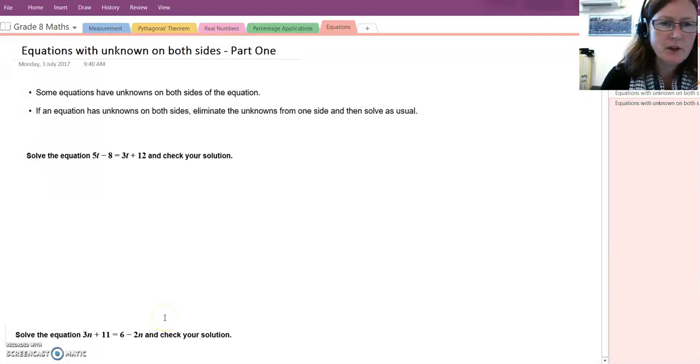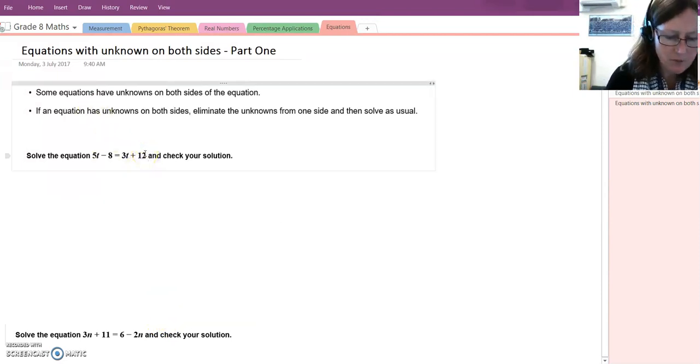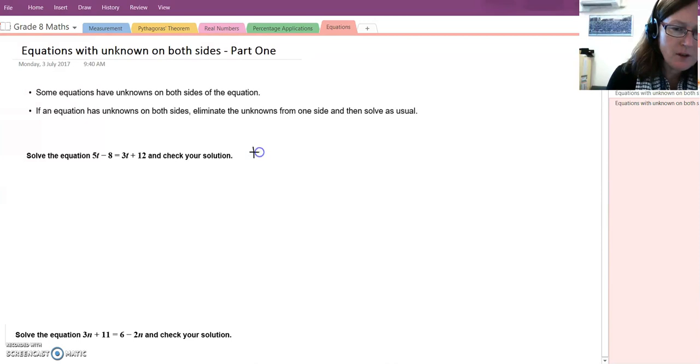This next video looks at equations where the unknown occurs on both sides. So you can see in this example here, the unknown, which is the t, occurs on both sides of the equation. If an equation has unknowns on both sides, eliminate the unknowns from one side and then solve as usual. Best understood by way of an example.